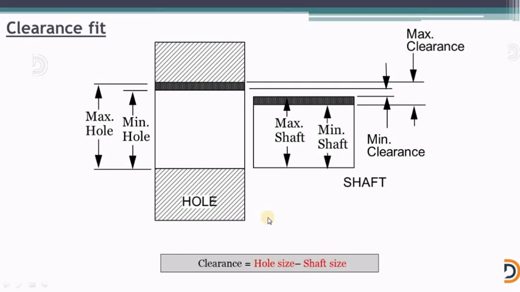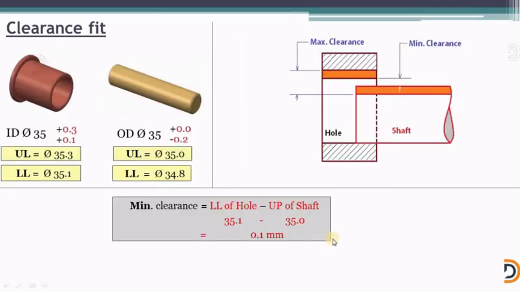Now if I ask you to calculate the minimum clearance and maximum clearance between the mating parts, here we have the basic formula for this. To calculate minimum clearance, it is the difference between the minimum size of the hole and the maximum size of the shaft, that is, lower limit of hole minus upper limit of shaft.